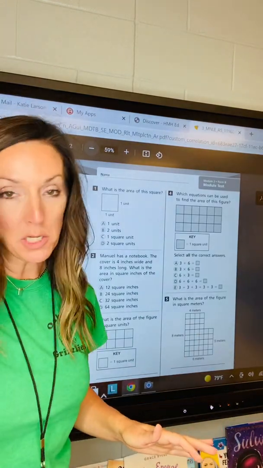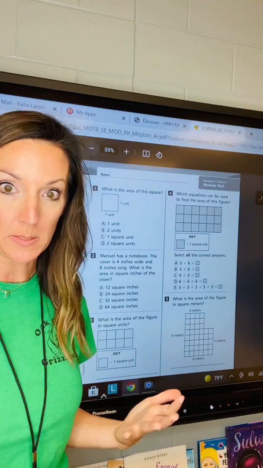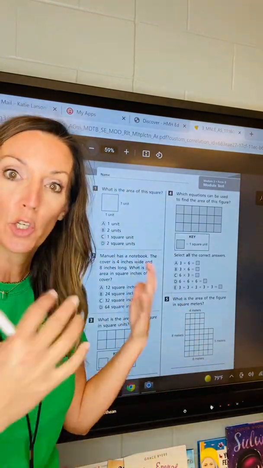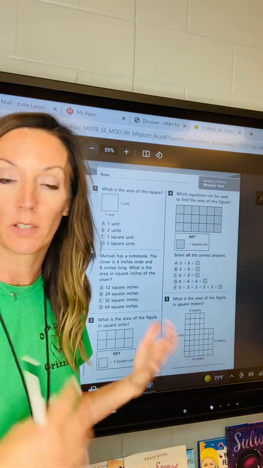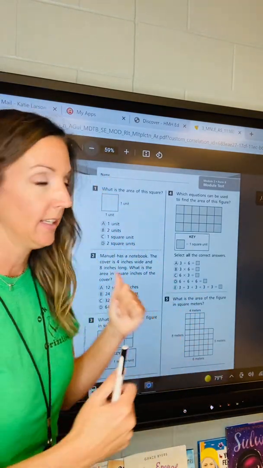Hey guys, we're at the end of module 2 for math. So we're talking about area and relating it to addition and multiplication. We're gonna use this form of the test for our study guide. So you're ready for the regular test next week or Thursday, okay? So I'm gonna go through the study guide and we're gonna review it.